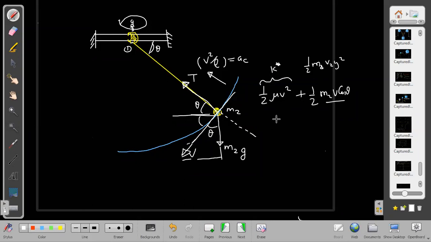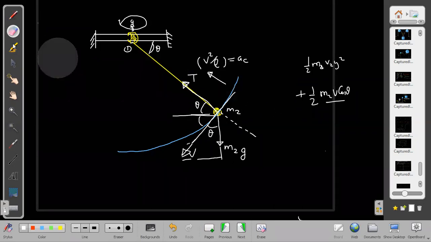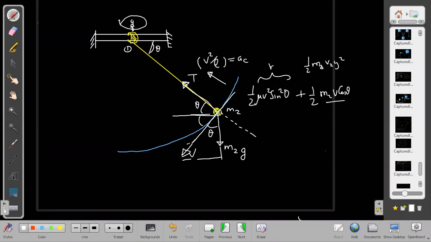Half into mu into v relative square. Along v relative, along cos theta. Sorry, sin theta. That only I was telling. Half into V sin theta, v square sin square theta. That is vx, complete vx. Plus half of m2 into vy square. Vy square means again v square cos square theta. Cos square theta is equal to coming from what height?